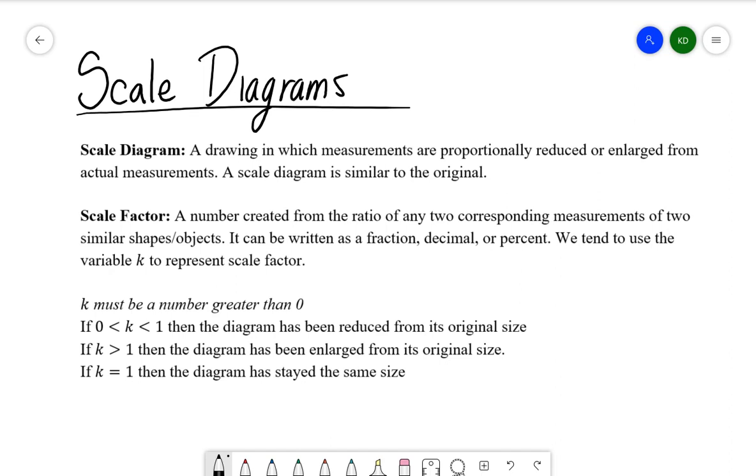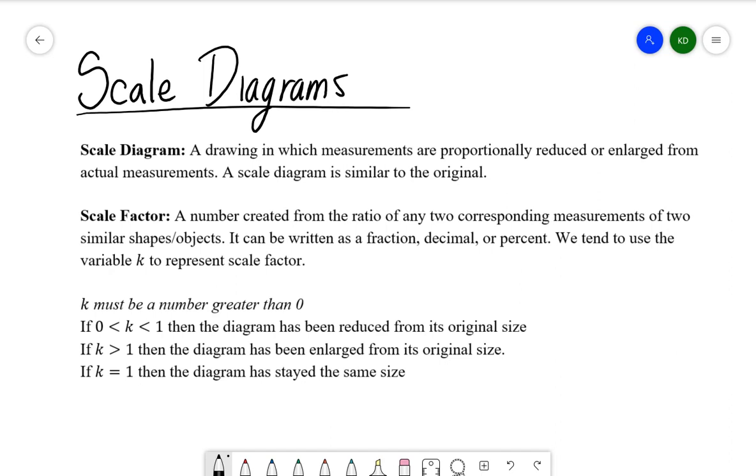What we want to talk about with scale diagrams is that we're taking an image or an object and scaling it up or down by some factor. When we scale things up or down, we need to make sure that every single measurement, its length, its width, its height, everything like that, is enlarged or reduced at a proportional rate. So it's being done at the same rate no matter which measurement we're looking at.